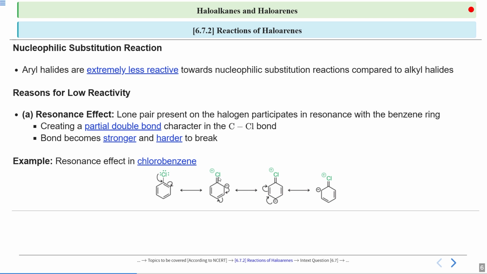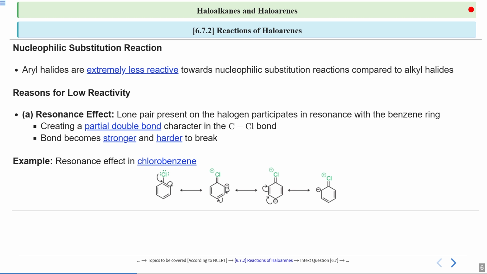Okay, so due to the partial double bond character, this double bond will break, and the double bond electrons that are sharing will go over the next carbon. So here a negative charge is coming and here a positive charge is coming, because its electron pair just shifted from the chlorine to the benzene ring. So a positive charge is coming on the chlorine and a negative charge is coming on this carbon, because here a double bond was present and the charge is shifted to this carbon, so negative charge.